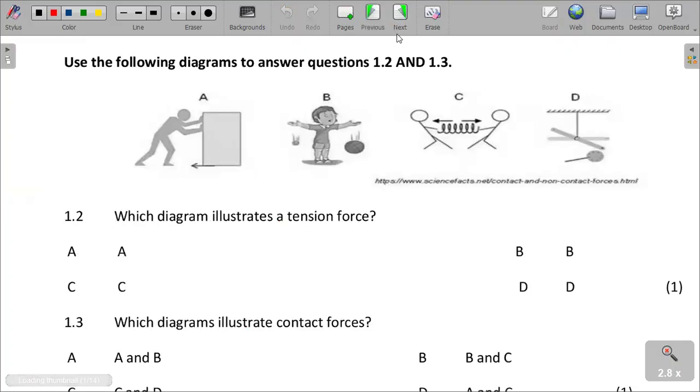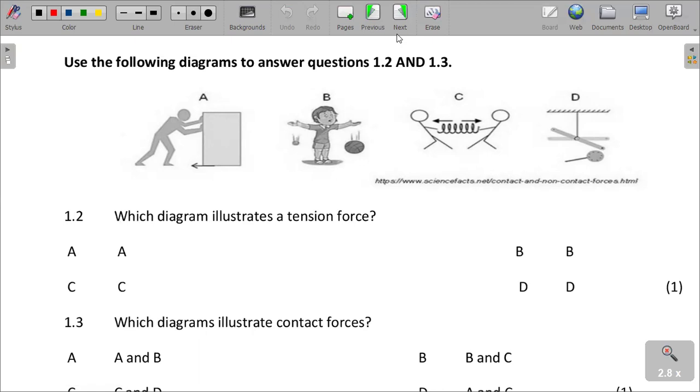Use the following diagrams to answer questions 1.1.2 and 1.1.3. We are given diagrams A, B, C, and these diagrams are illustrating different forces that are being exerted by people in the question. Which diagram illustrates a tension? Which diagram illustrates a tension?